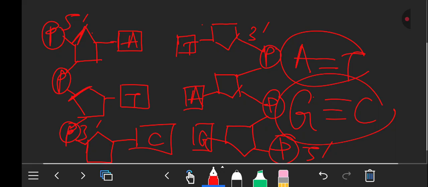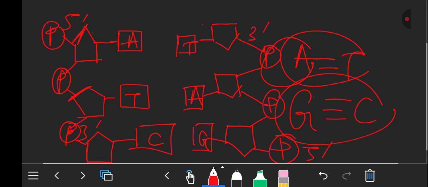Okay, so let's look at another concept here. The best thing we need to understand is that the purines pair up with the pyrimidines. That is a very important concept to understand. You can't have the purines being paired up with purines and the pyrimidines being paired up with pyrimidines. You can't have that situation. So always the purine must be paired up with the pyrimidines.